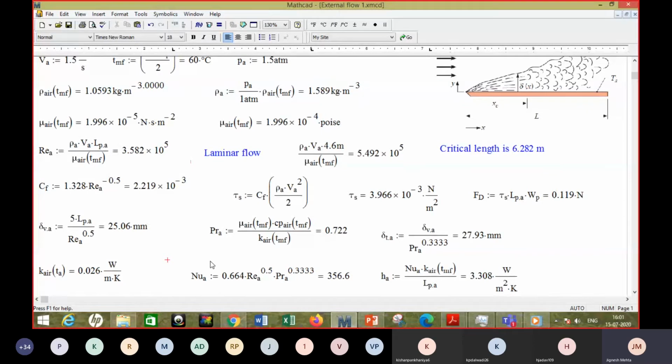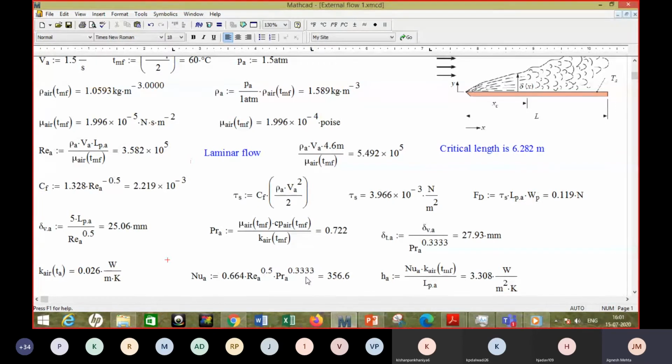There are two different boundary conditions which are many times given. One is constant surface temperature and another is constant surface heat flux. These are the two things generally given. Now in this case it is constant surface temperature, right? So you get the Nusselt number.